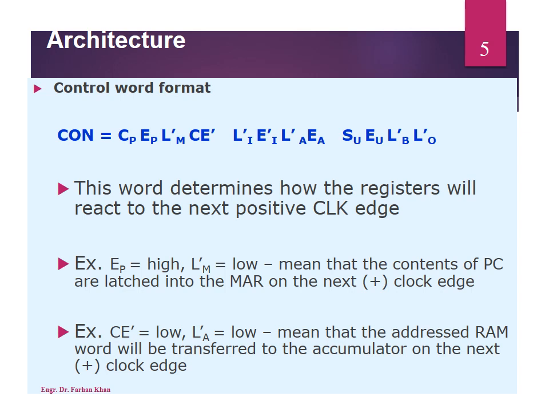For example, if EP is high and LM bar is low, that would mean the contents of the program counter are latched into the MAR on the next positive clock edge. Another example is when CE bar is low and LA bar is low, that would mean that the addressed RAM word will be transferred to the accumulator on the next clock edge.